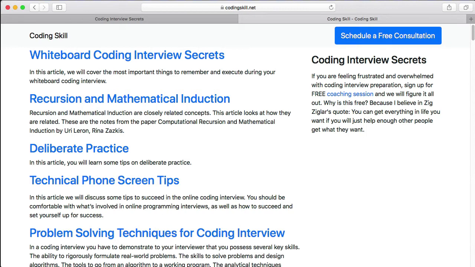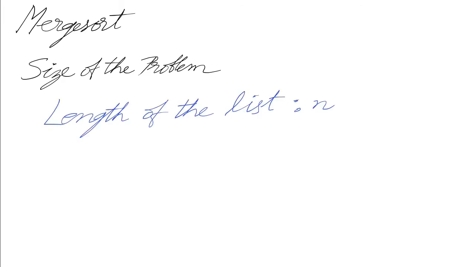Please visit our sponsor. Let's look at Mergesort algorithm. What is the size of the problem? Size of the problem is the length of the list, which is n.